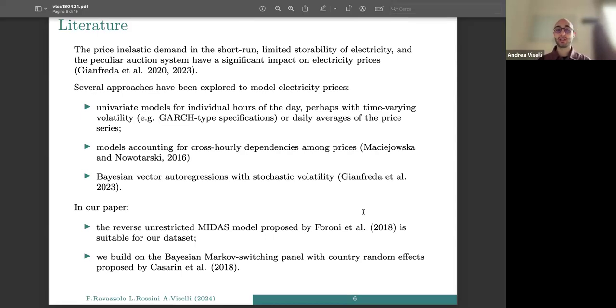So in our paper, we take a different approach. We consider the reverse unrestricted Midas model proposed by Foroni, and we adapt this to our framework, in which we have mixed frequency data. And then to consider interdependencies across countries and hours, we consider the Bayesian Markov-switching panel of Casarin and Cordes, which in fact is the peculiar feature of our model here.